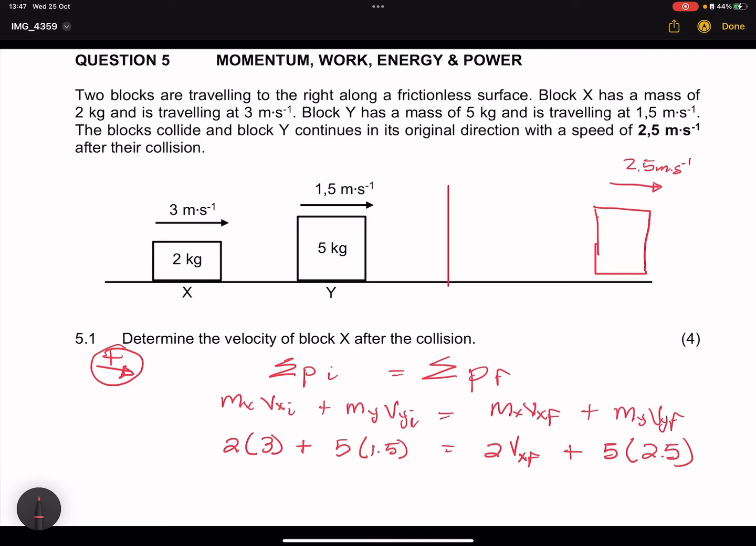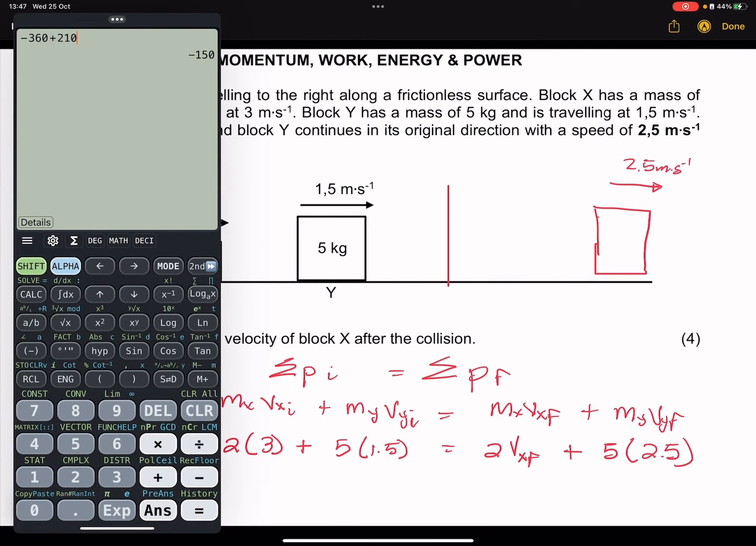So we're just going to do some gymnastics there mathematically. So it's going to be 2 multiplied by 3, plus 5 times 1.5. I get 13.5. I'm going to subtract, because when I take this to the other side, it becomes a negative. So I'm going to say minus 5 times 2.5, and that gives me 1. And in this case, that means 2VXF will be equal to 1.